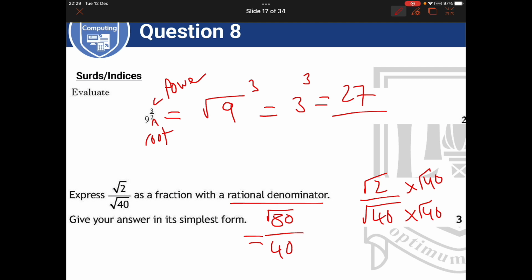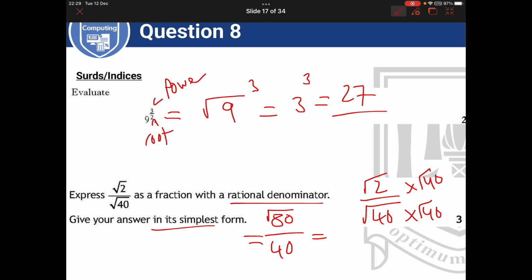So that's me rationalise the denominator, but what I did say was to give my answer in its simplest form, so I'm going to have to simplify this as much as I can. So there's a bit of work to simplify the surds here, because I've got a root 80 which can be simplified. How do we know that? Because there's a square number that goes into 80. There's actually a few square numbers that go into 80. To make your simplifying easier, it's always best to choose the biggest square number that goes into 80.